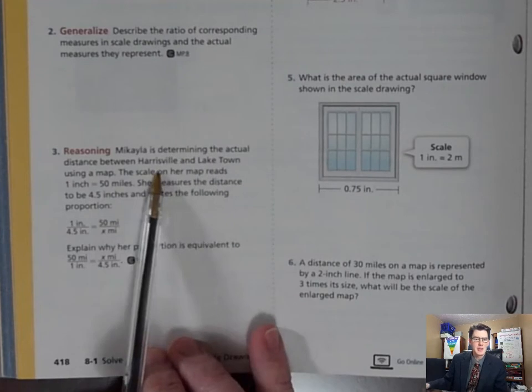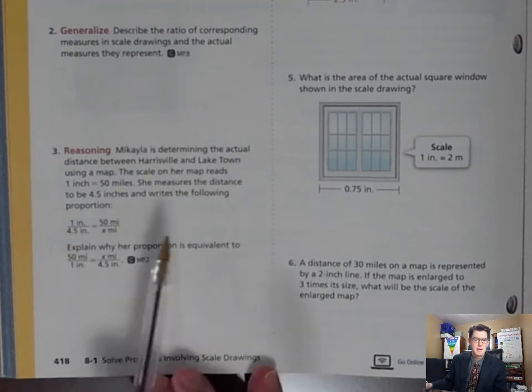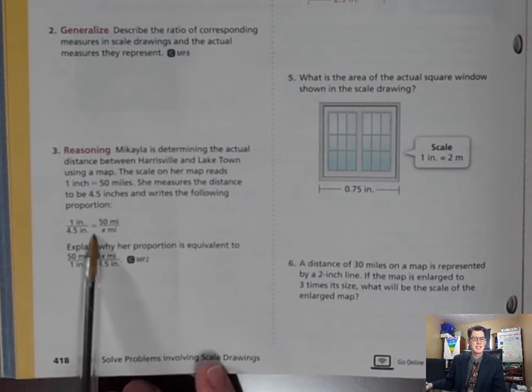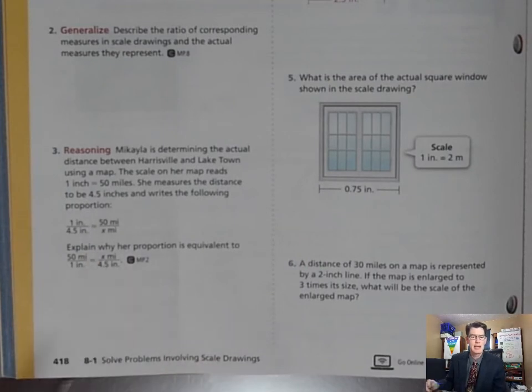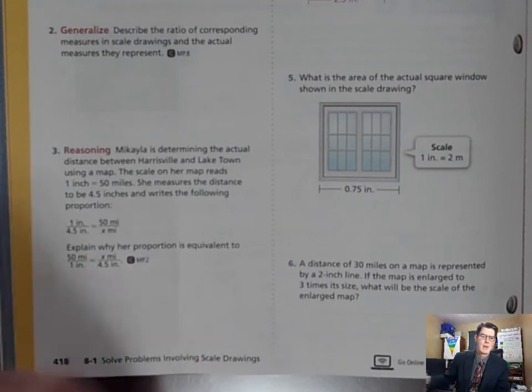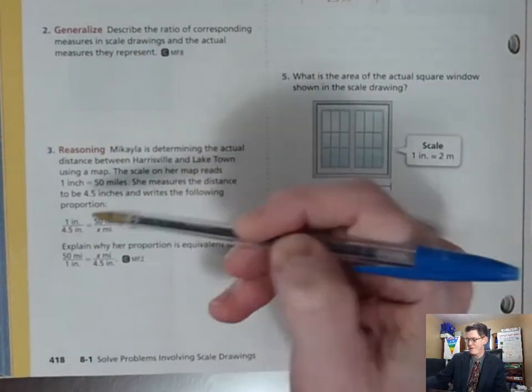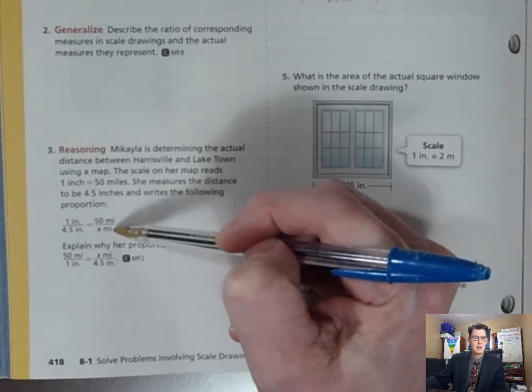Michaela is determining the actual distance, and she uses this. Explain why her proportion is the same as this. So are these the same? You can hit pause and take a look at it. And here's why they're the same. This one says that 1 inch is 4.5 inches, as 50 is to X miles.